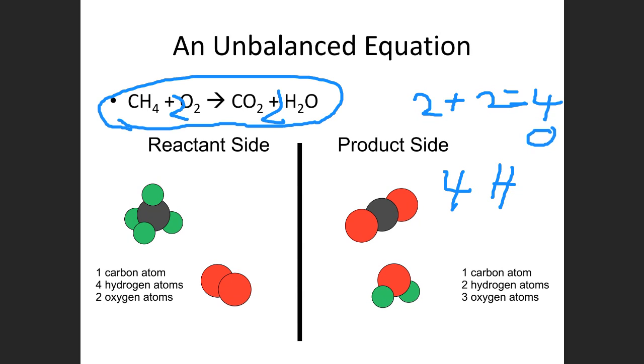Balancing means that the number of each element on the left and right side must be the same, because this is the law of conservation of mass, and we have to follow it. We cannot go outside the box or outside the rule of conservation of mass. So if you got this one, then let's move on.